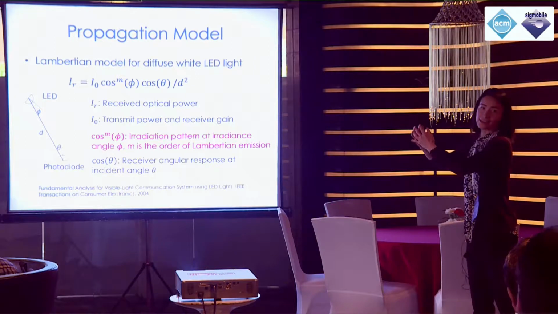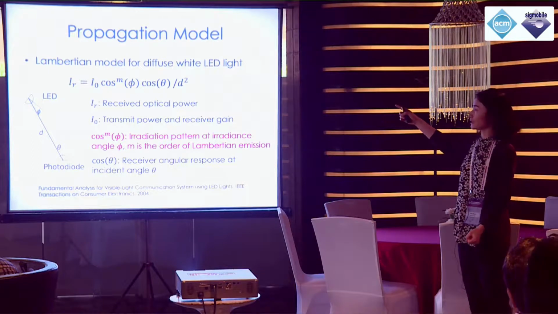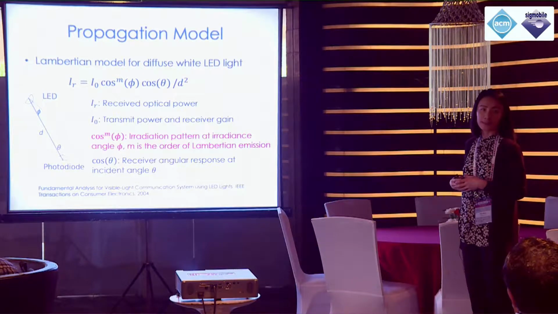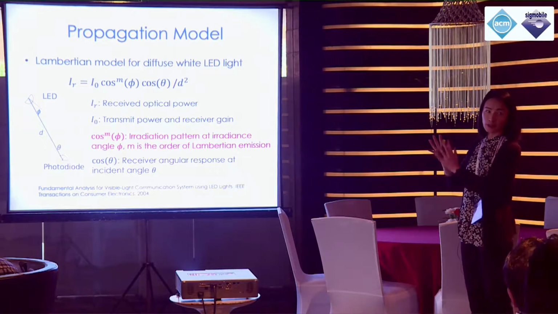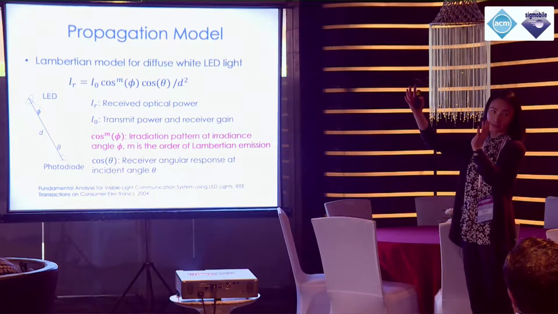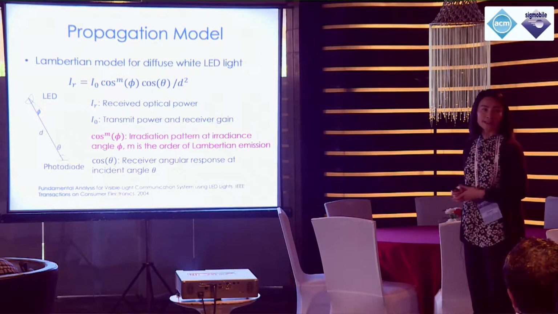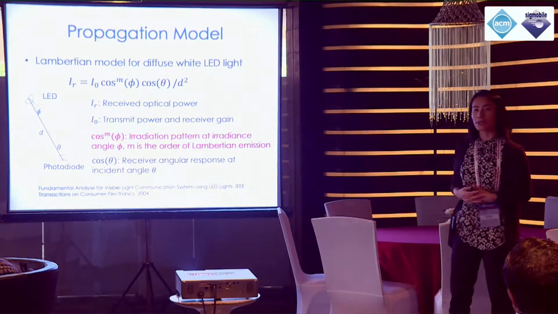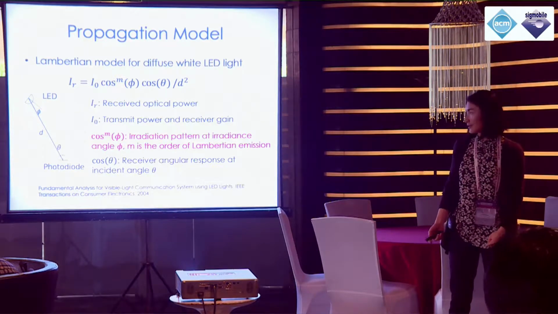So putting all things together, you can calculate the received optical power using this formula. We have a constant I0 representing the transmit power and the receiver gain, and then we have the Lambertian emission model describing how the irradiance angle affects the photons emitted at a particular angle, and the angular response at the photodiode, divided by the square of the distance. That's the typical model people use to describe the received power at a given location if you know the location of the luminary.